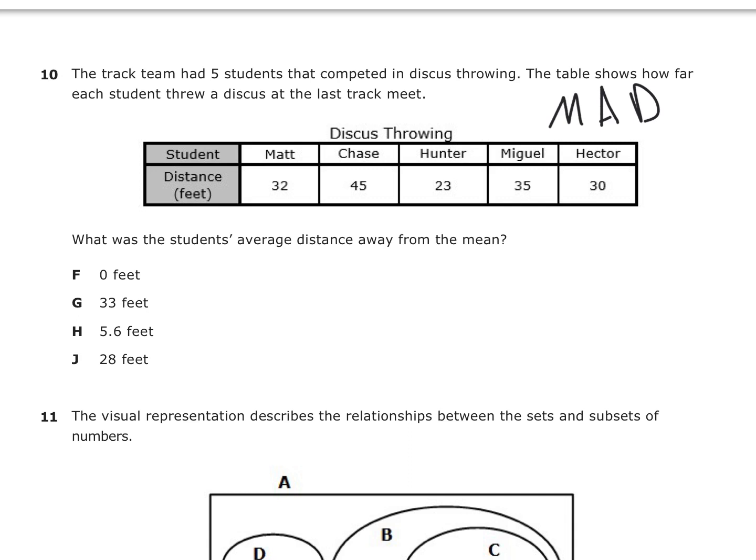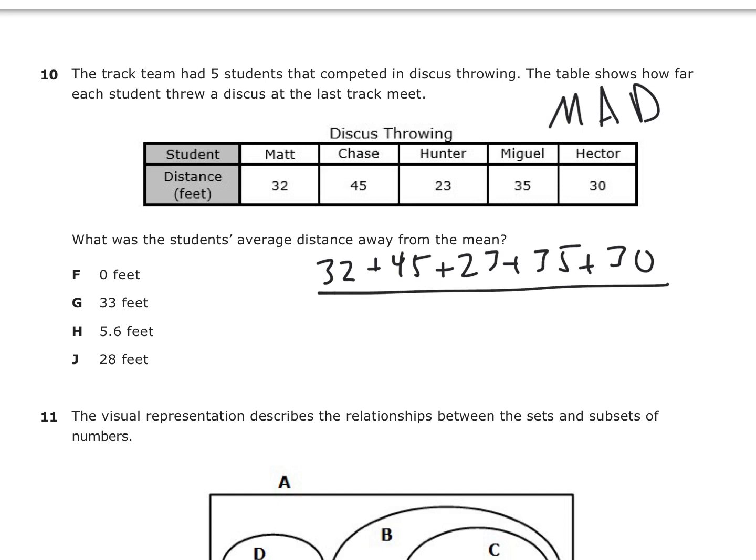So when you add these up, 32 plus 45 plus 23 plus 35 plus 30, all divided by 5, what do you get? 33. Exactly? Yes, sir, because it ends in a 5. Okay, I'll buy that.